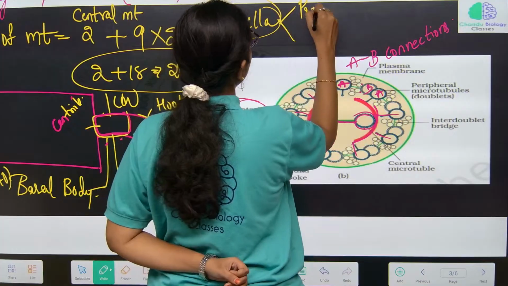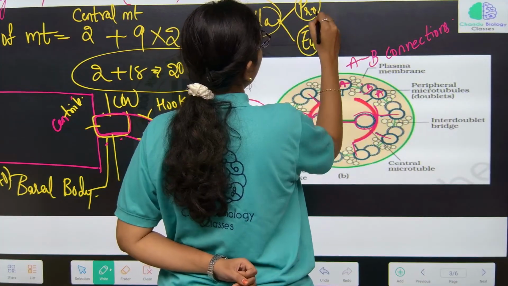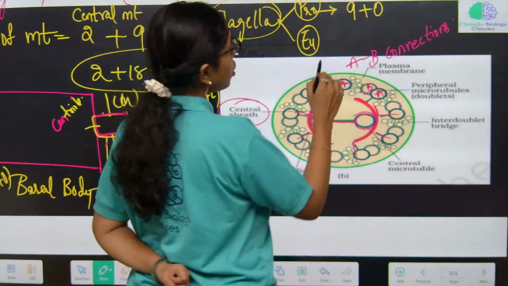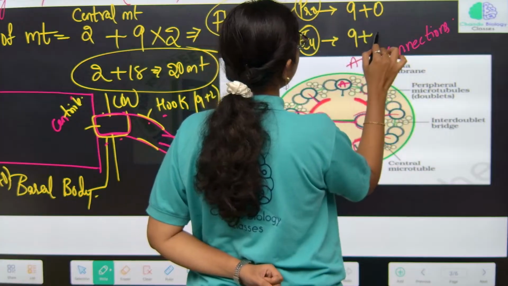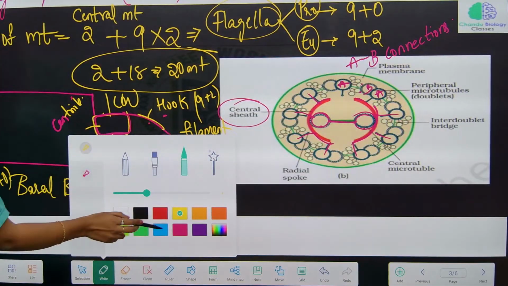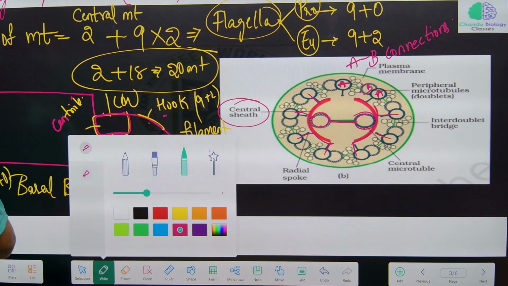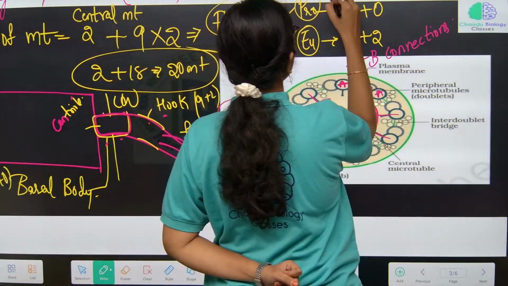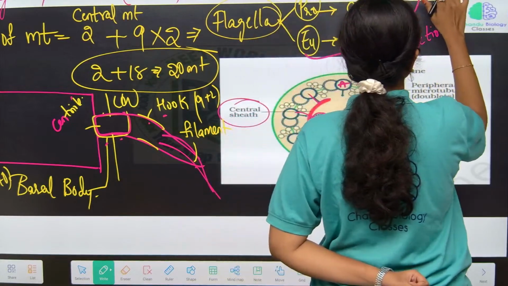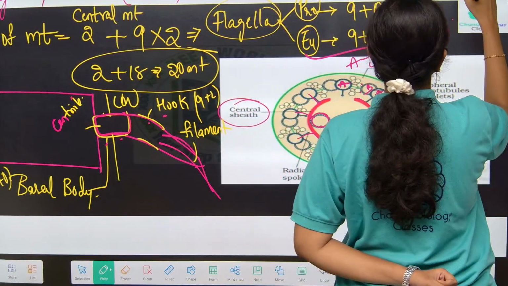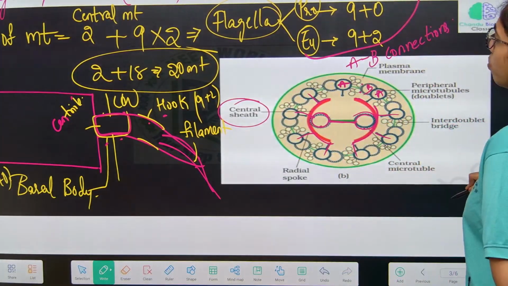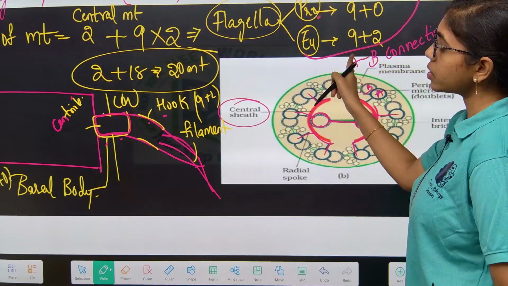prokaryotic and eukaryotic. Prokaryotic flagella will have what arrangement? 9+0 arrangement. Eukaryotic flagella will have 9+2 microtubular arrangement. Prokaryotic flagella will have what protein? It will be having flagellin, take down parallelly, and eukaryotic flagella will have what protein? Tubulin. Fine, flagellin and tubulin. Here it is 9+0 arrangement, here it is 9+2 arrangement.